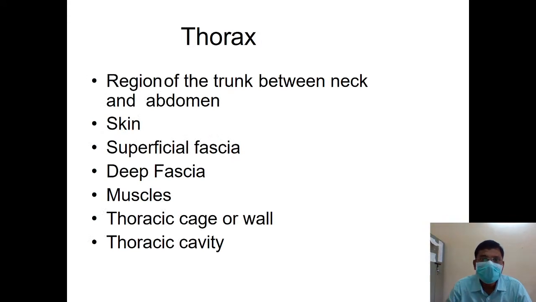Thorax: the region of the trunk between the neck and the abdomen. To give a brief introduction, this thoracic wall is composed of a few important structures: the skin, the most superficial one, followed by the superficial fascia, then the deep fascia, then the muscles, the thoracic cage or wall, and finally the thoracic cavity.